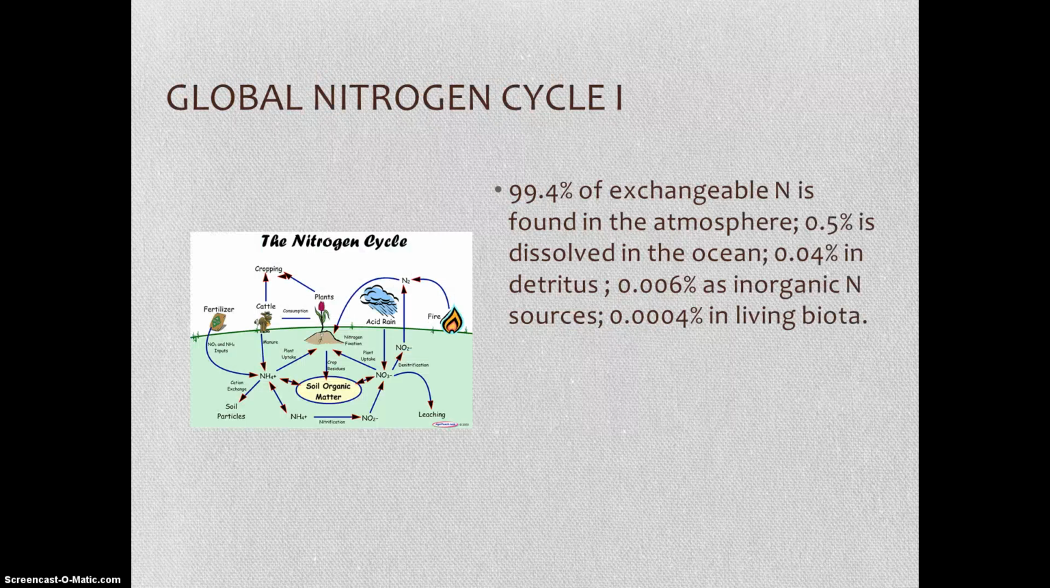Nitrogen is exchangeable, once again, mostly through bacteria. 99.4% of nitrogen is found in our atmosphere. 0.5% is in our ocean, 0.04% in detritus or decaying matter, and 0.006% is inorganic nitrogen, usually in the soil. 0.0004% is in living biota. So we don't need a lot of nitrogen to survive, but we do need nitrogen. Again, without it, we don't have DNA and we don't have proteins.